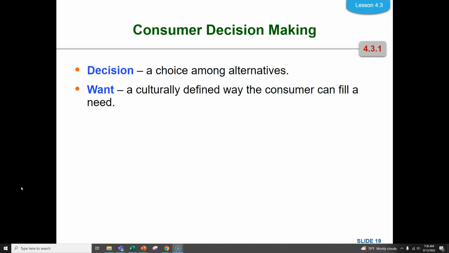These two definitions, decision and want, are right in the first section on page 105 in the textbook, and the same definitions apply right there under the heading of consumer decision making. And they're going to go through the stages of a decision and that sort of thing coming up in the next sections on pages 105 and 106.